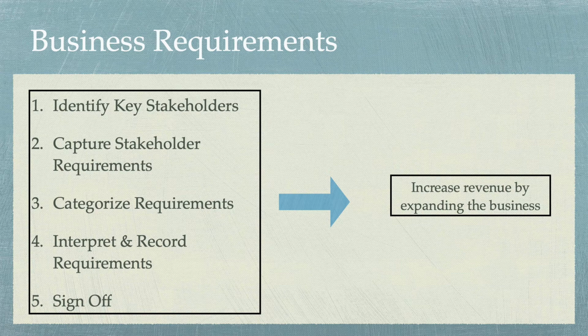The steps are: identifying key stakeholders, capture stakeholder requirements, categorize requirements, interpret and record requirements, and sign off. This is basically going to help you make sure that you put the key elements into that program or database you are creating for that company, so that the intended people who are going to be using it have the tools they need to ensure that the company is progressing as it should. By following these steps, I was able to conclude that the business requirement for the company I'm working with is to increase revenue by expanding the business.